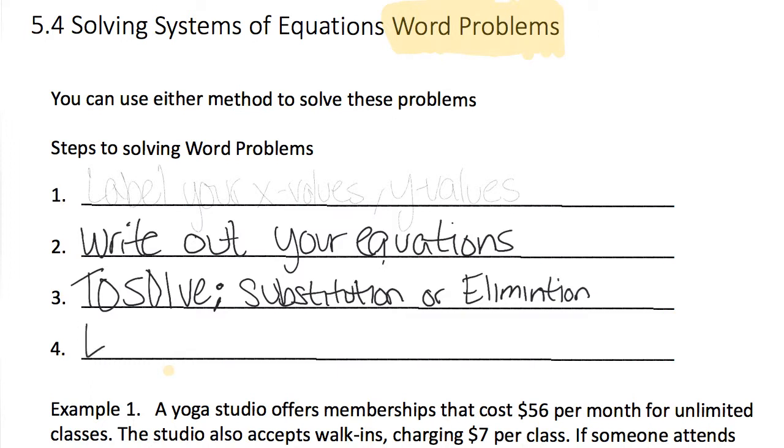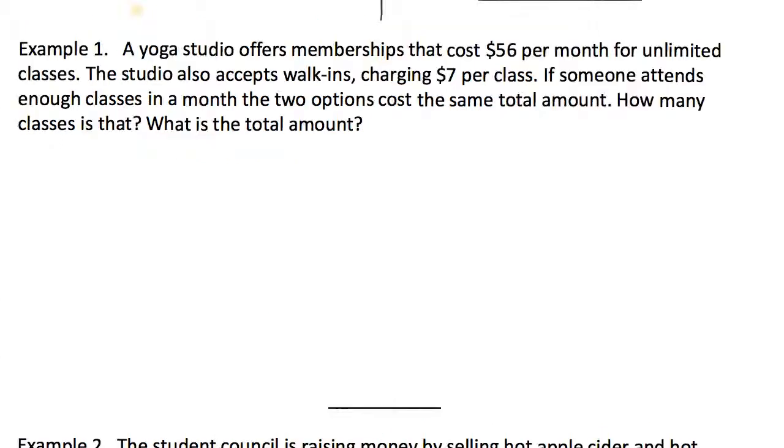Last thing we do is to label our final answers. So our answers won't really necessarily be in ordered pairs. You're going to want to label them. Tell me what those ordered pairs mean. Okay, so let's look at example 1.